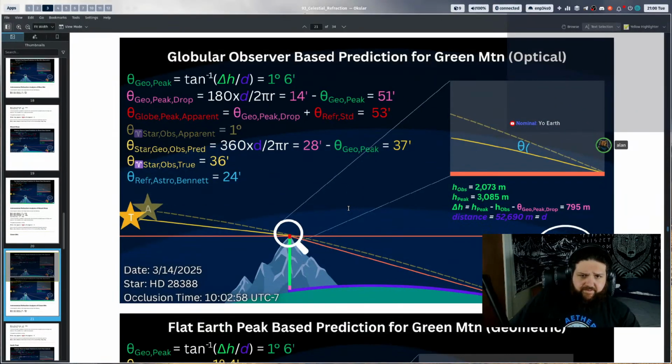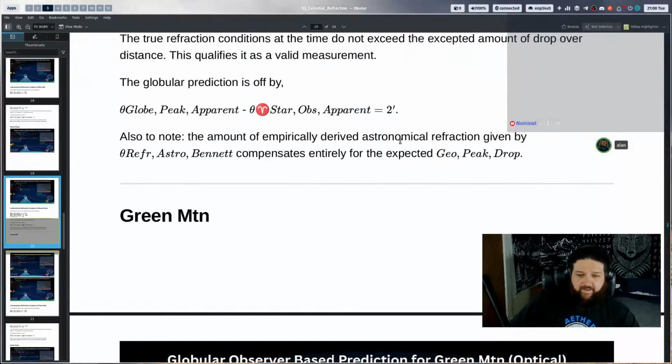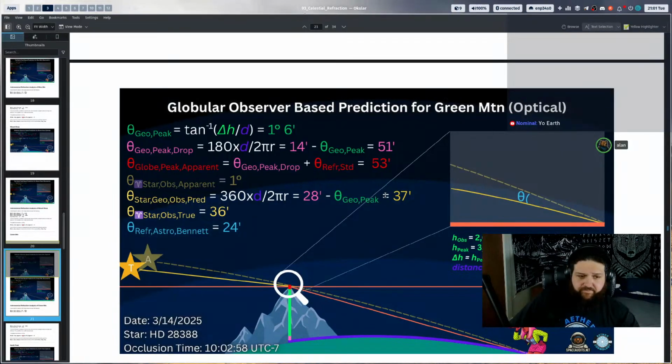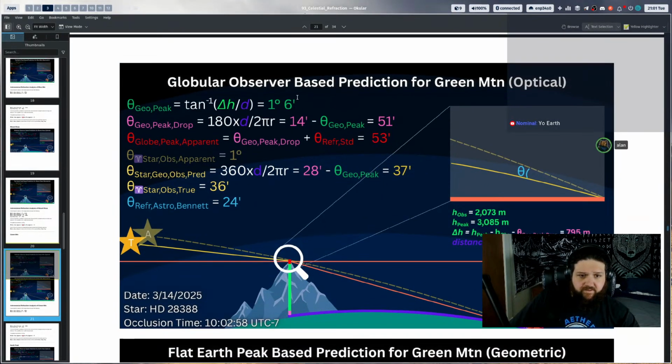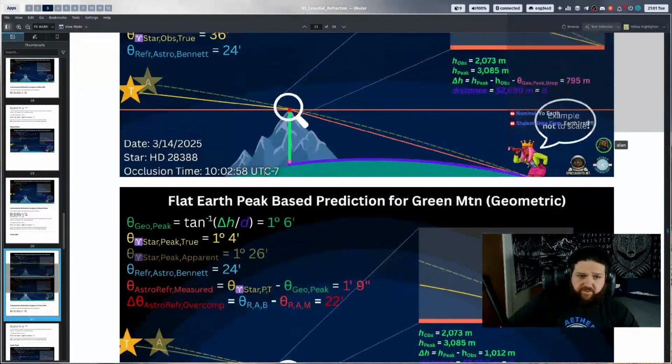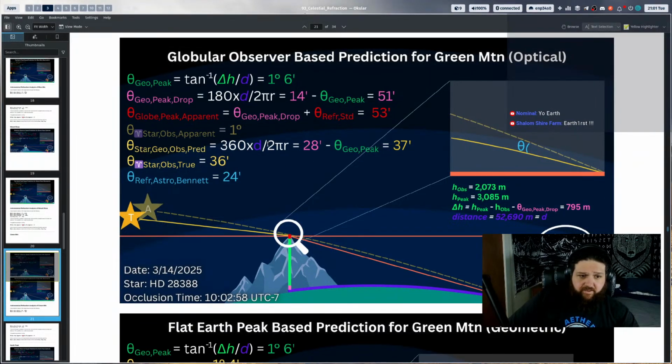Green Mountain, then again they were off by 2 arc minutes for the visual. And then for Green Mountain, we have 1 degree, 6 arc minutes. And then for the globe, they want 14 arc minutes in drop, giving them 51 arc minutes for their prediction, 53 with refraction. Apparent position of the star was at 1 degree. So they're actually off by like 7 arc minutes here. The star should have been above it when you add the terrestrial refraction in.